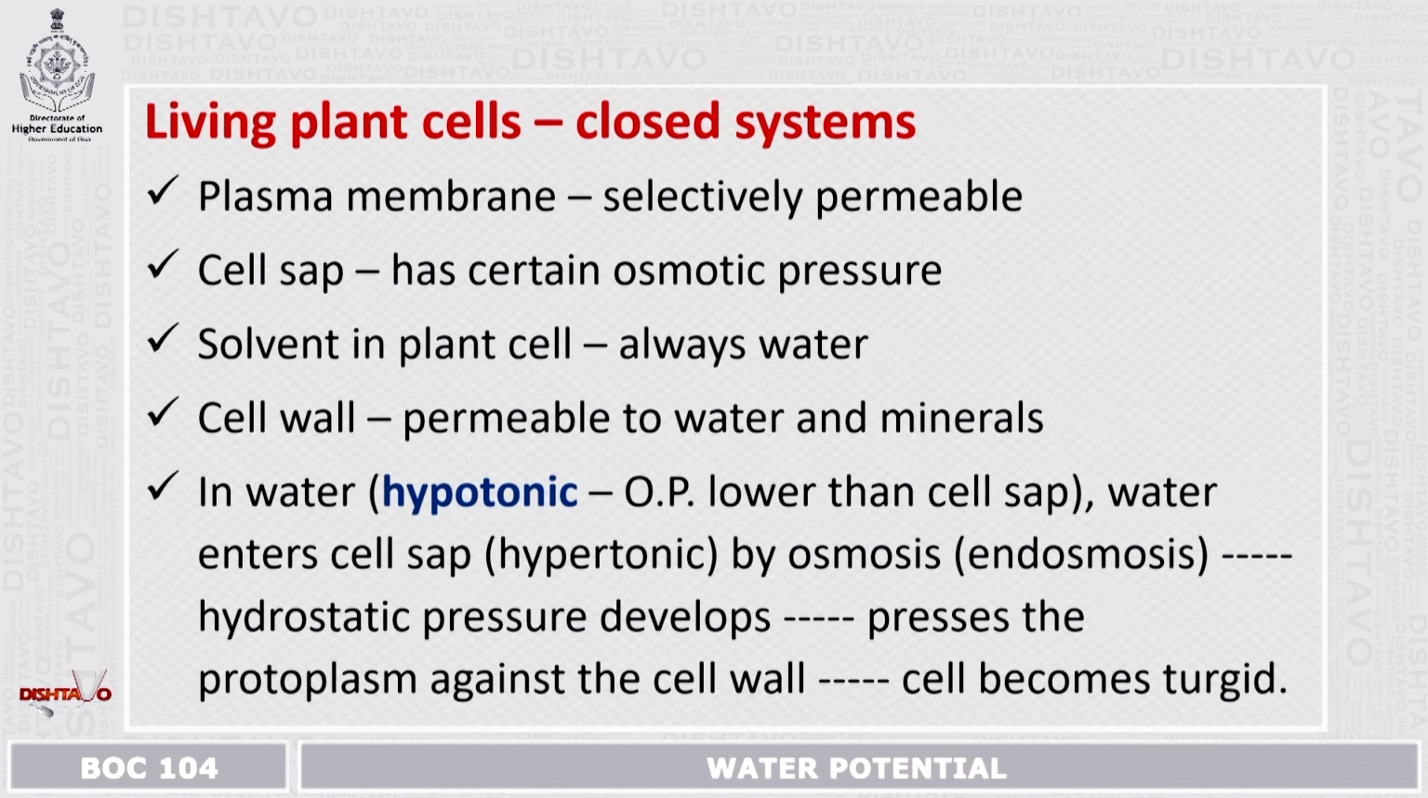Now, when such a plant cell is placed in water, water here is a hypotonic solution. That means its osmotic pressure is lower than the cell sap. So in such a case, the water enters the cell sap. Why? Because the cell sap is hypertonic, that is, the osmotic pressure is higher. So the water enters the cell sap by osmosis, that is endosmosis. And because of this, a hydrostatic pressure develops. Now this pressure presses the protoplasm against the cell wall, and the cell becomes turgid.